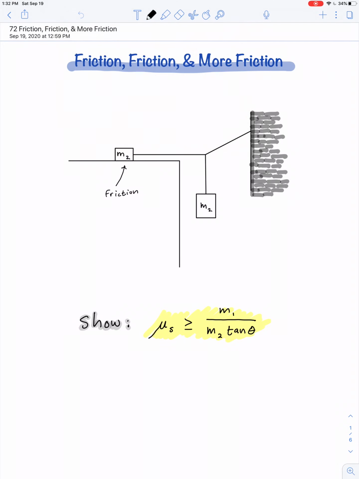Here's a few more example problems to apply what you know about force of friction. So here's a case where we have to do something of a proof. We know the result we're trying to get. We just have to show how that result comes to be.